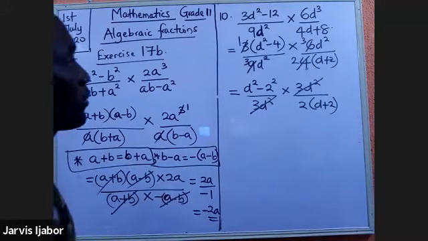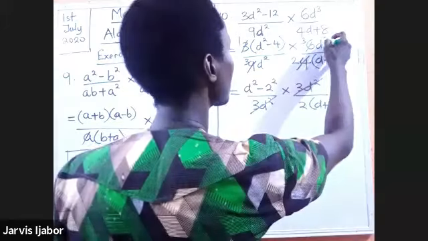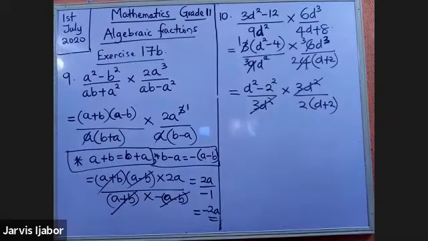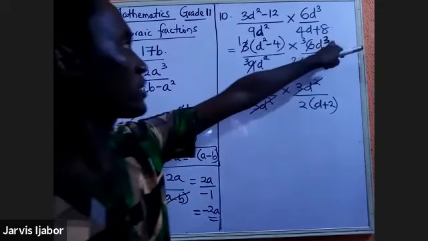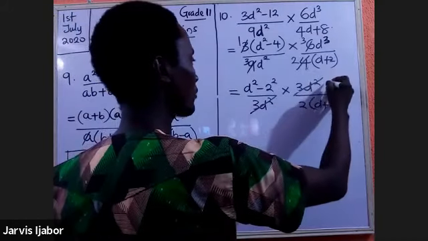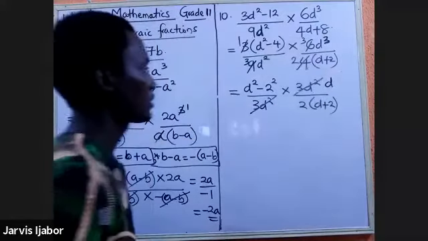Sorry, let's be very observant. This is D cubed. Sorry. That is D cubed. What made it D squared? Okay, so let's correct that. This is D cubed. So when this cancels out, I'll be left with what? D. Let me be careful.